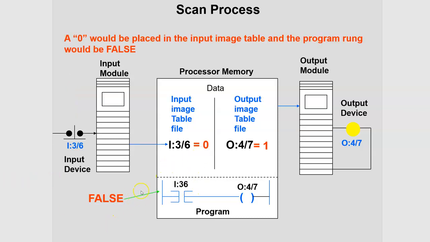And again, it looks like this happened instantaneously, but that changed to 0. But then it takes time to come to this section. This is going to look at that bit. It's examine if closed, so it's looking for a 1. If it sees a 1 there, it's true. If it sees a 0, it's false. So now this rung is false.